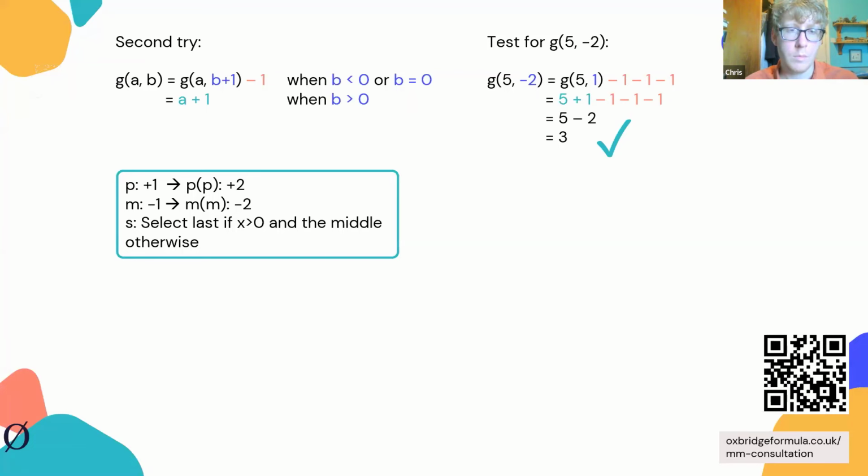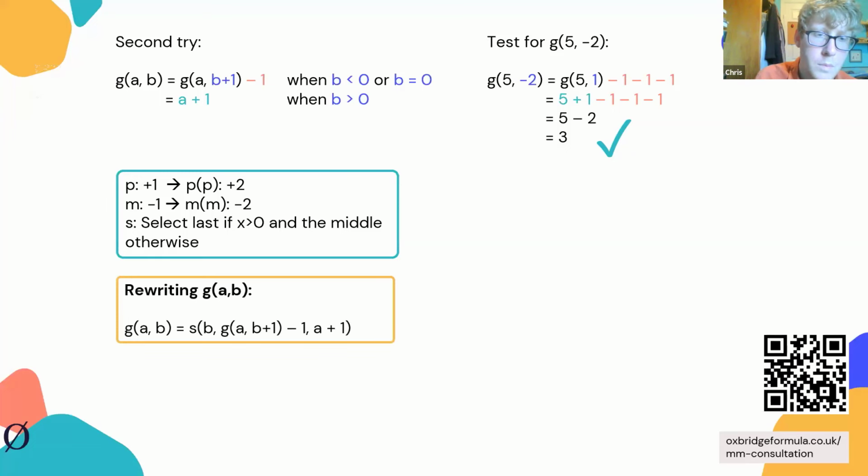So if we just look at our second try at the top here, we'll just do the cases first. So we've got 2 cases. This is the second line when B is positive. So it should be S of B, and then the second line should be the third thing. So let's just clarify. Remember, we're writing it in terms of S, and if you remember the definition of S, it selects the last of the 3 things if the first one is bigger than 0, and the middle thing otherwise.